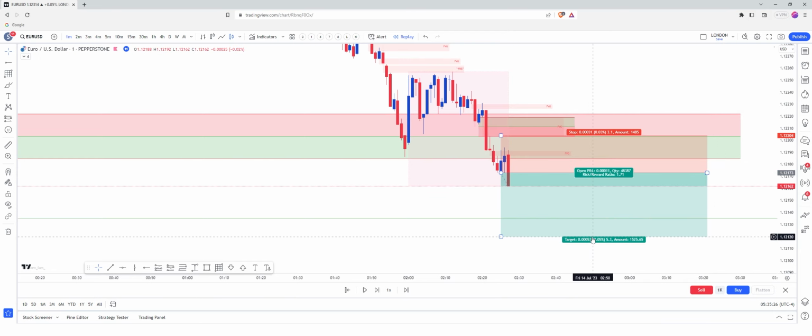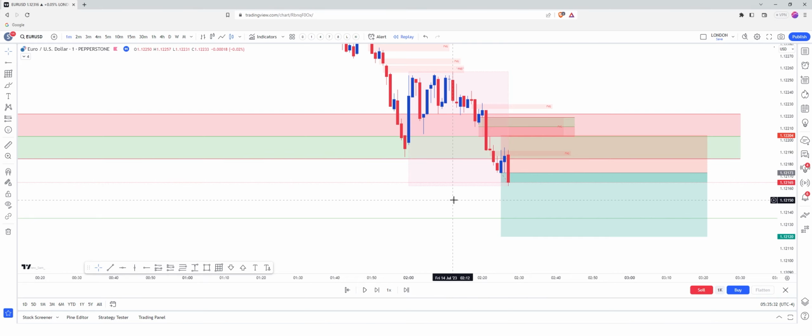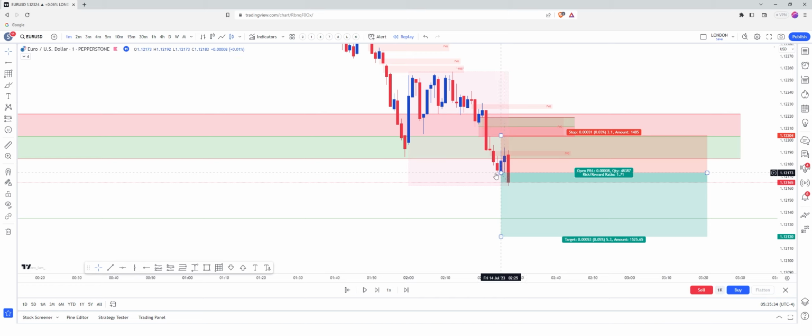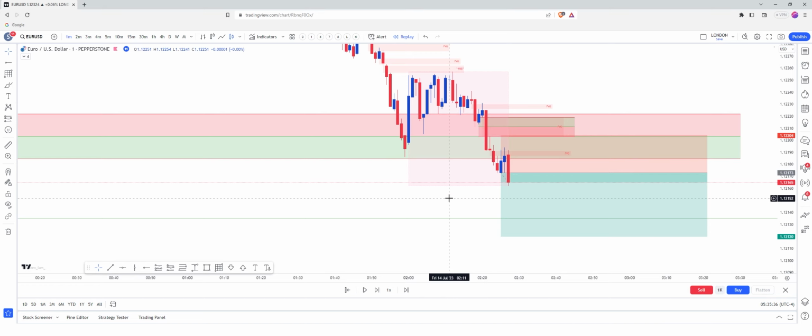Let's see. So again, that fair value gap has held. We've got an engulfing candle now of these 2 bullish candles. We are in the trade because we've broken the low.